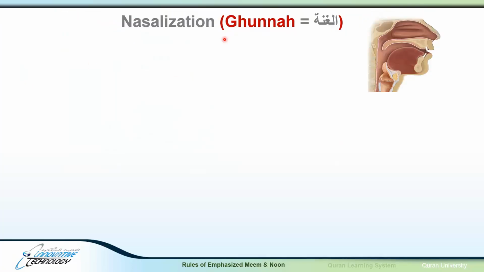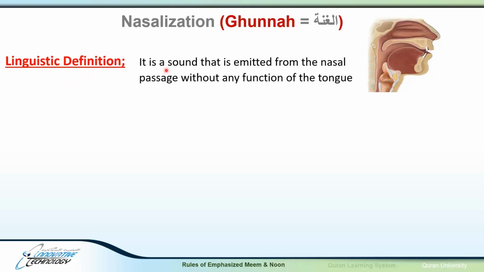Now, what do we mean by ghunnah or nasalization? Linguistically, ghunnah means a sound that is emitted from the nasal passages without any function of the tongue. So basically, the noon or the meem can have a nasal ghunnah. So this sound is going through this nasal passage, the nasopharynx, while the oral sound goes from the oral cavity where the tongue can play with it.